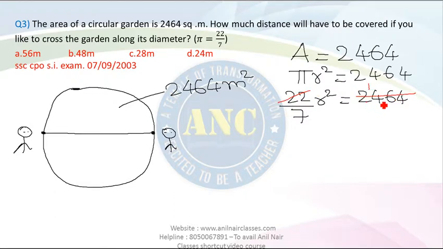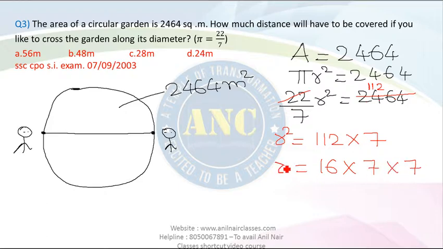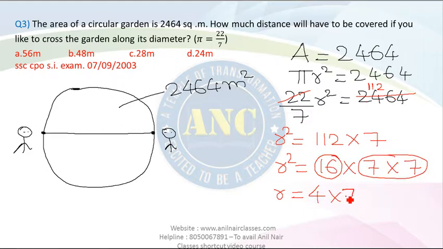Now 24 is there. So 22 I took. Remainder is 2. It becomes 26. Again 22 into 1 is 22. 4 is remaining. This 4 is combined. 44. 22 into 2. That means r square value is 112 into 7, but 112 can be written as 16 into 7 multiplied by another 7. R value is nothing but square root of 16 is 4, square root of 7 square is 7. R value is 4 into 7, 28 meters.